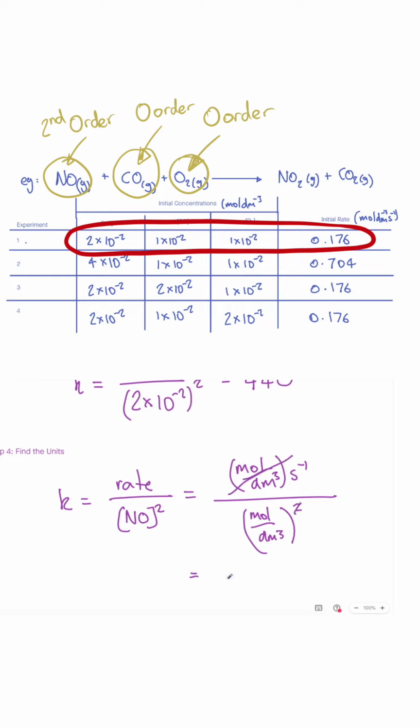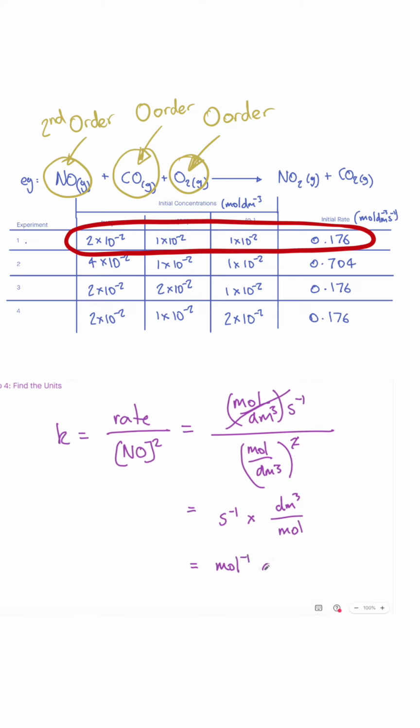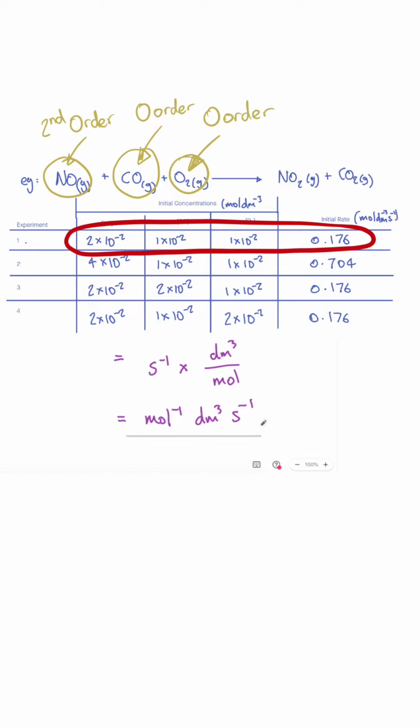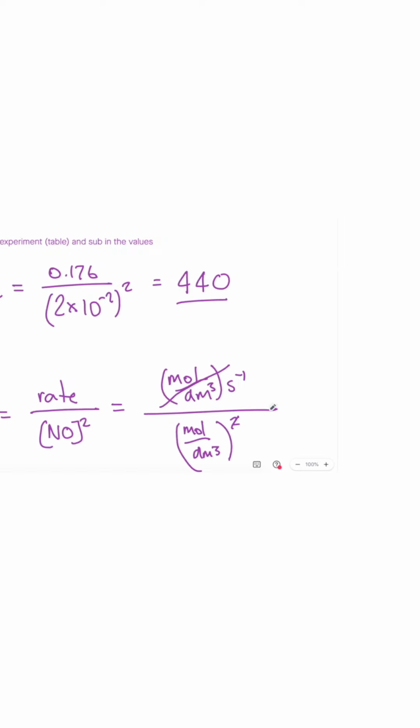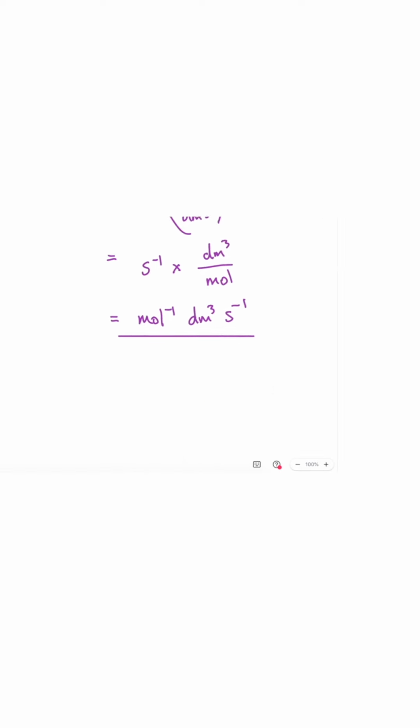We can now cancel out one set of moles per dm cubed from the top and one from the bottom to give us seconds to the minus 1 times 1 over moles per dm cubed, which is dm cubed over moles. And as anything at the bottom of a fraction is to the power of minus 1, we can say that moles is to the power of minus 1, and dm cubed and s is to the minus 1. So the full answer is 440, moles to the minus 1, dm cubed, s to the minus 1.